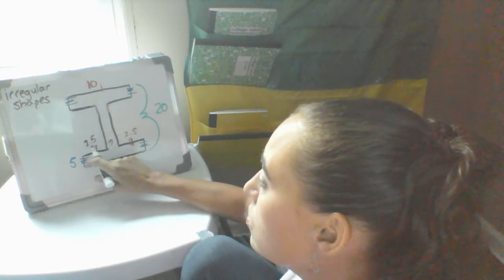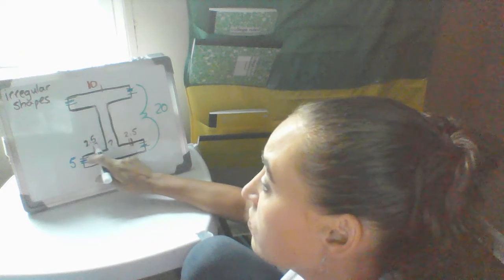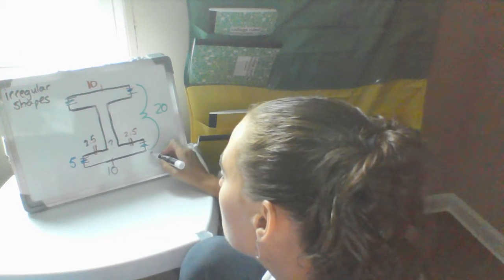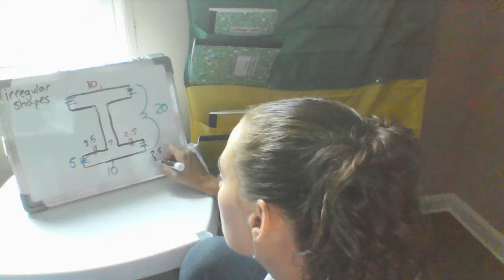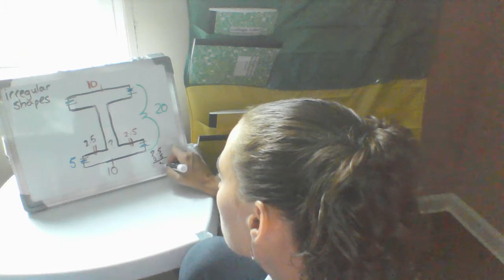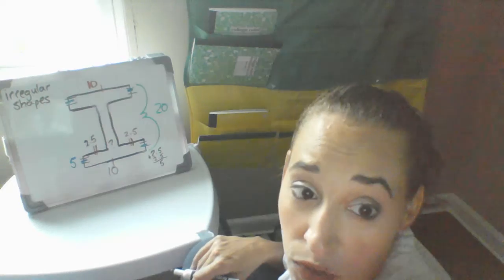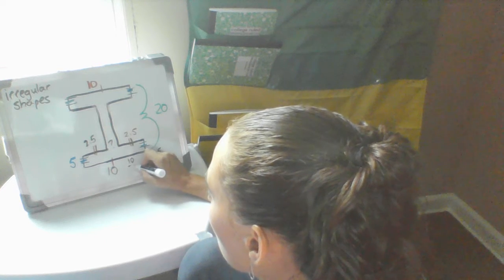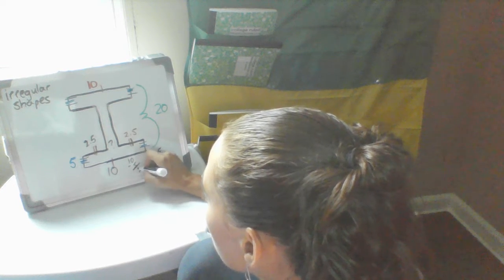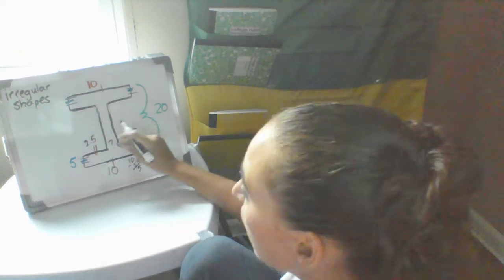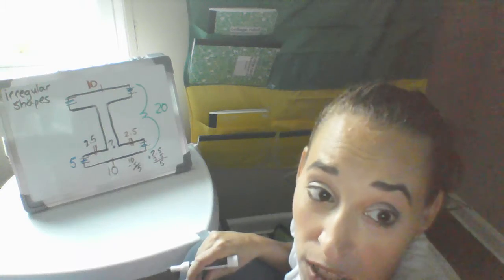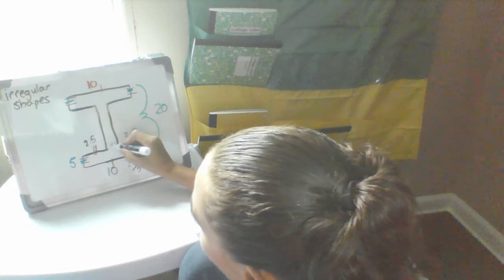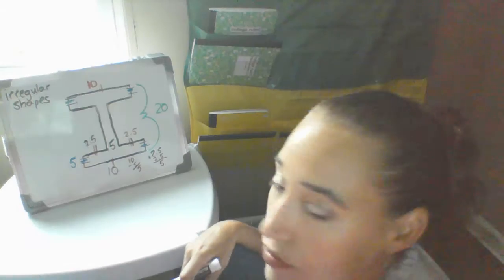Okay, so 2 plus 2 is 4, 0.5 plus 0.5 is 1, 4 plus 1 is 5. Okay, so 2.5 plus 2.5 equals 5, right? And then I'm going to say 10 minus 5, and that equals 5. So now I know the measure of my question mark right here. I can erase the question mark because now I know that is 5.